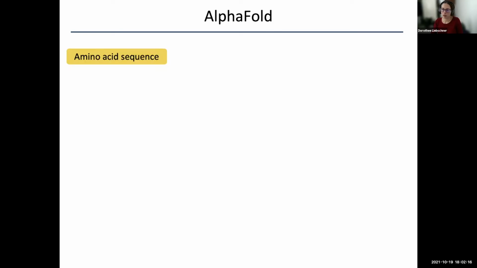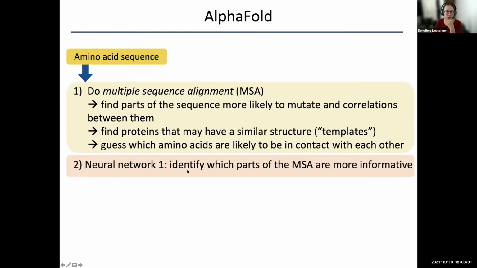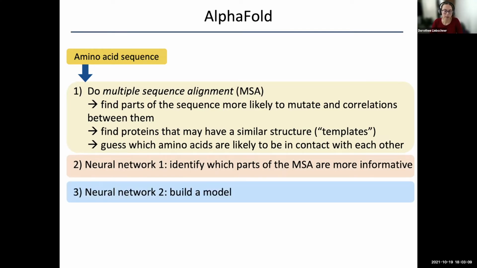And here's a very short summary of how that approximately works. We start with an amino acid sequence, and the first step is to do a multiple sequence alignment. The idea is to find parts of the sequence that are more likely to mutate and correlations between them. If possible, we find proteins that may have a similar structure. These are called templates. Then we guess which amino acids are likely to be in contact with each other. We can already imagine that if we know which amino acids are likely to be in contact, that will tell us a little more about how the protein chain will fold. The next step uses a neural network, which identifies which parts of that sequence alignment are more informative. This goes to a second neural network, which is used to build a model.